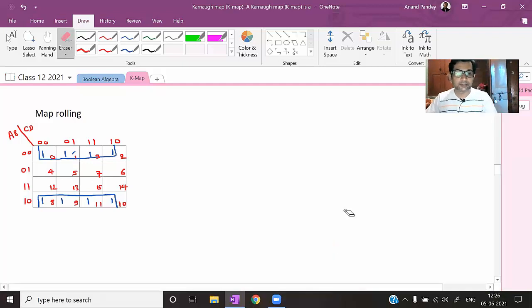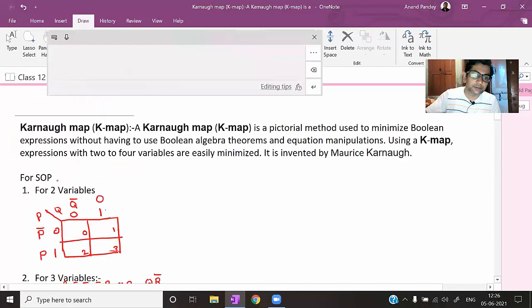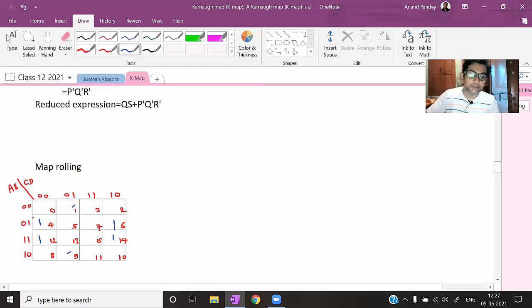Then consider one more example. Not vertically only, horizontally also we can. Consider two ones are here and two ones are here. Ones or zeros, whatever. In case of SOP, we fill 1. In case of POS, we fill 0. So 1 is here, and by map rolling, we can draw a quad here.